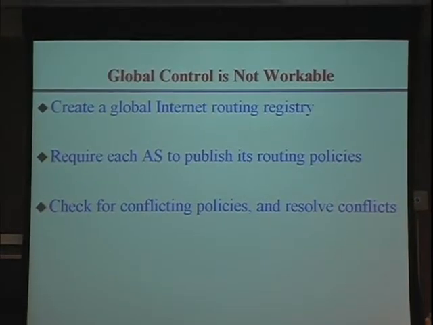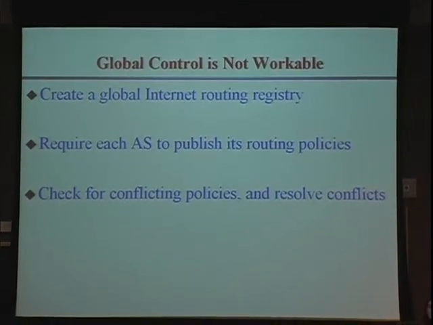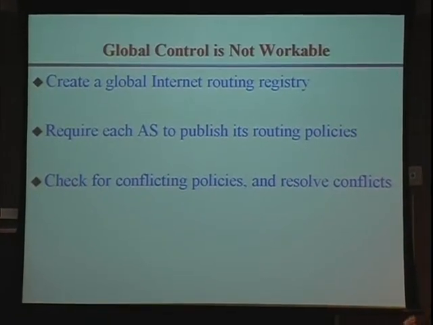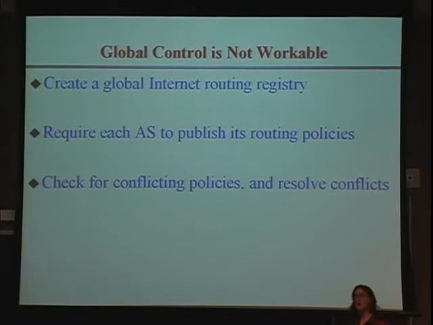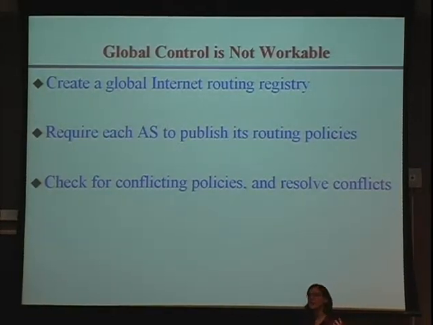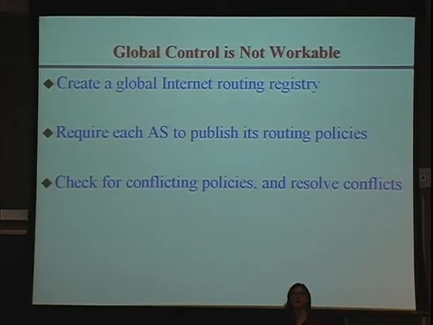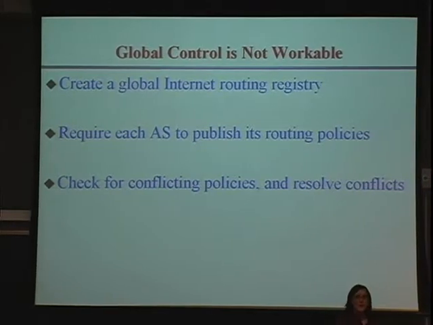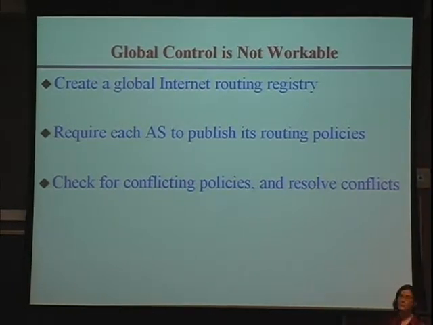So the first thing that Griffin and Wilfong proposed when they did this work was, okay, well, what if we had a global registry? Everybody published their part of the topology, and everybody said what routes they pick and what routes they're willing to tell others about. What would happen? Well, the idea would be you create a registry, you make every autonomous system publish everything, and then you check for conflicts, and then you find some way to resolve the conflicts so that the system doesn't oscillate. And there are many, many things broken with this.